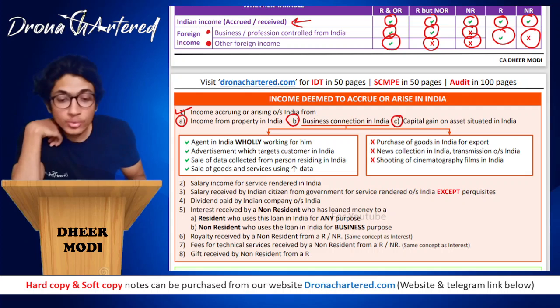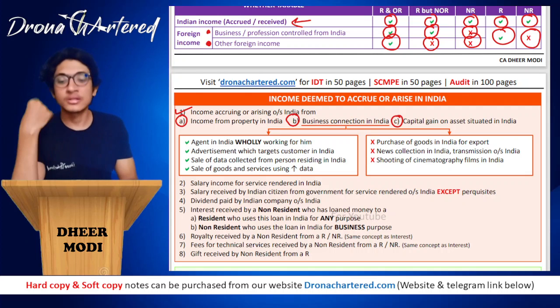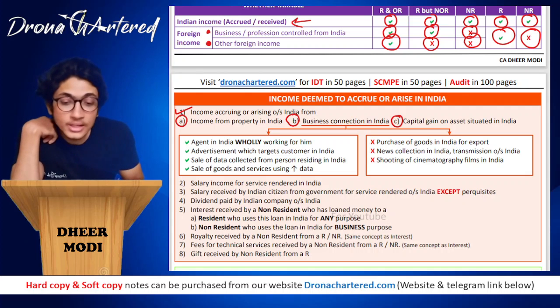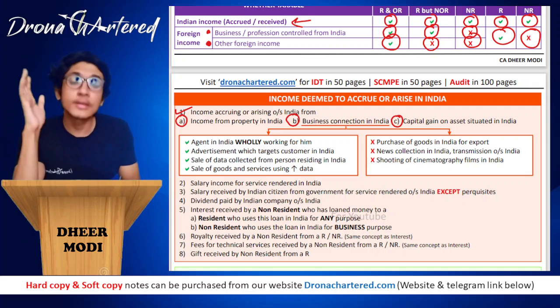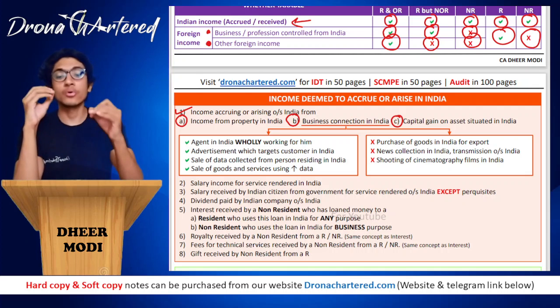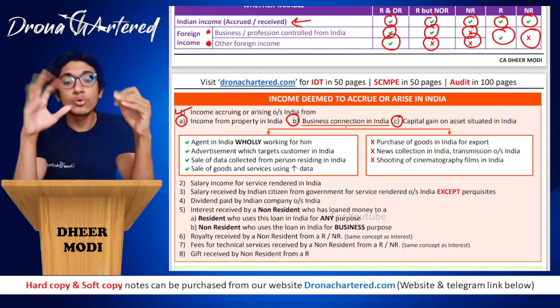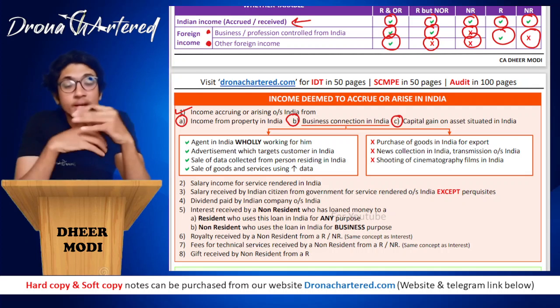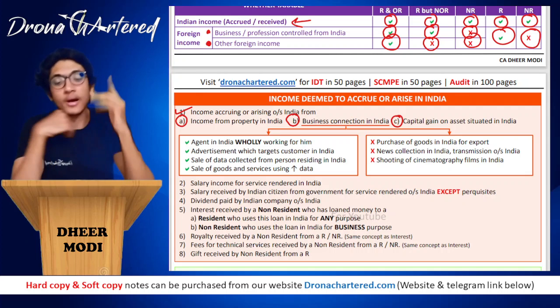Now, what do you mean by business connection? It is such a vague term. So agents in India wholly working for him will be considered a business connection. Advertisements which target customers in India, sale of data collected from persons residing in India, and sale of goods and services using the above data. All of these four points that I have read will prove that there is a business connection in India.